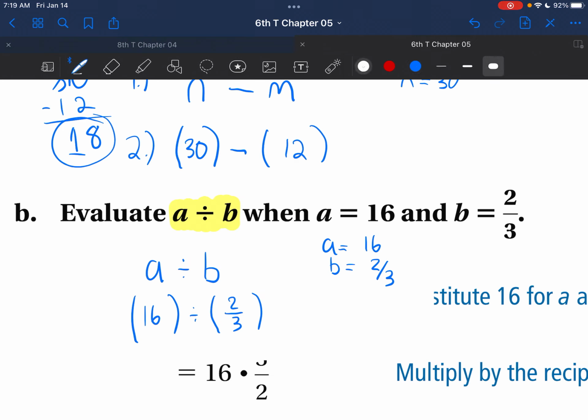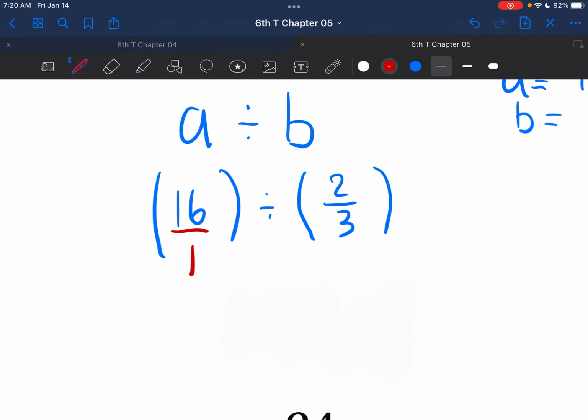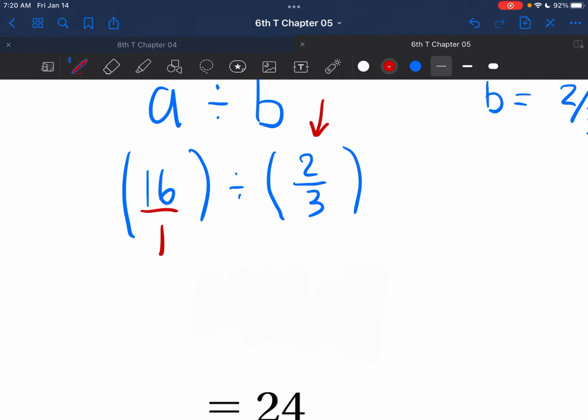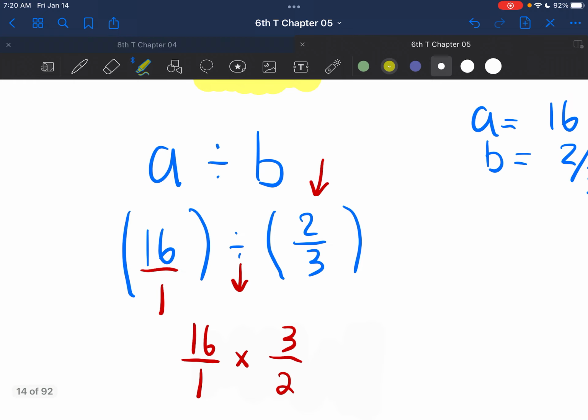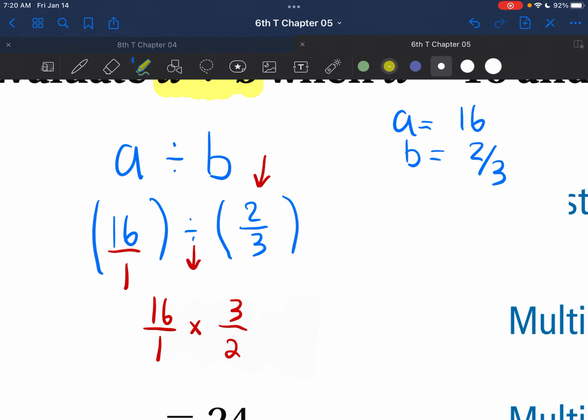Now, let's remind ourselves, ladies and gentlemen, how do we divide fractions? Well, first, we need to turn this into a fraction, right? So put it over 1. And then we're going to flip the second fraction, correct? So that's 16 over 1. This turns into a multiplication sign. And then you have 3 over 2. I can multiply or I can try and divide first. So let's do that first.